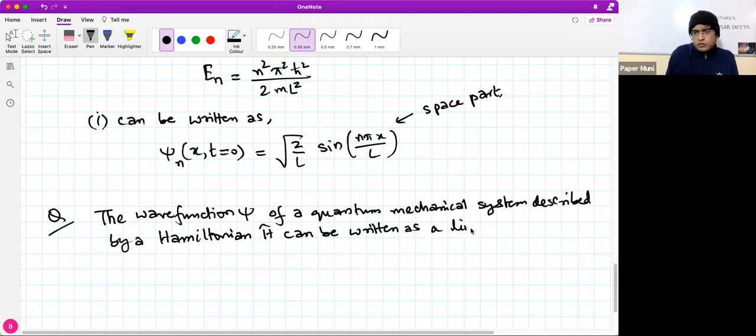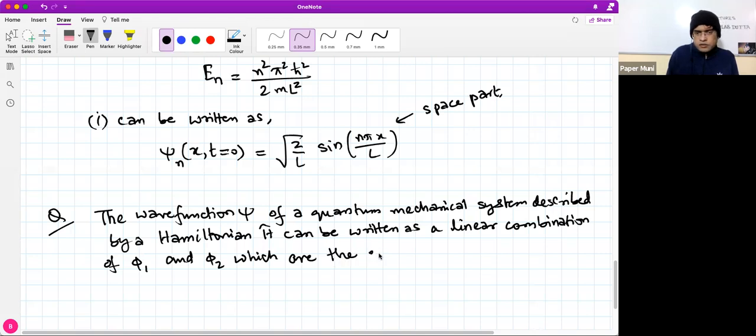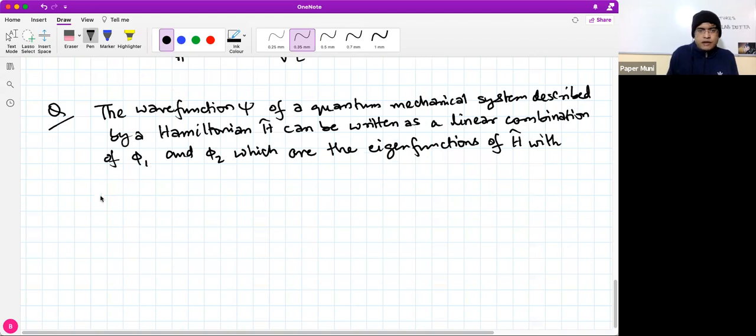a linear combination of phi 1 and phi 2, which are the eigenfunctions of H, the Hamiltonian operator, with eigenvalues E1 and E2 respectively.